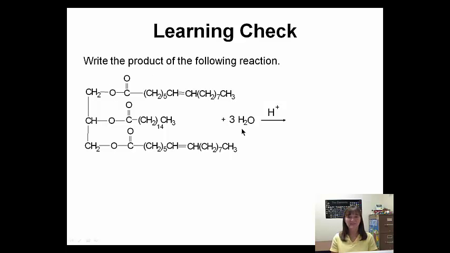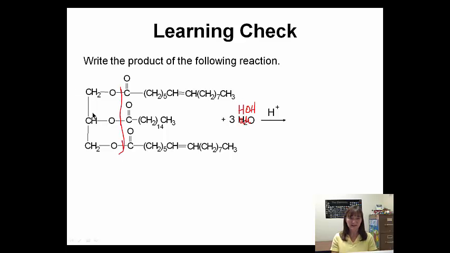So first thing I notice is that it's water. And I would probably write this as HOH if it were me. And I'm going to remember I have 3 of them. So if you want, you can write HOH 3 times. I find my carbonyl group, and I remember that it's going to split between the carbon and the oxygen. So I'm going to break off this point.